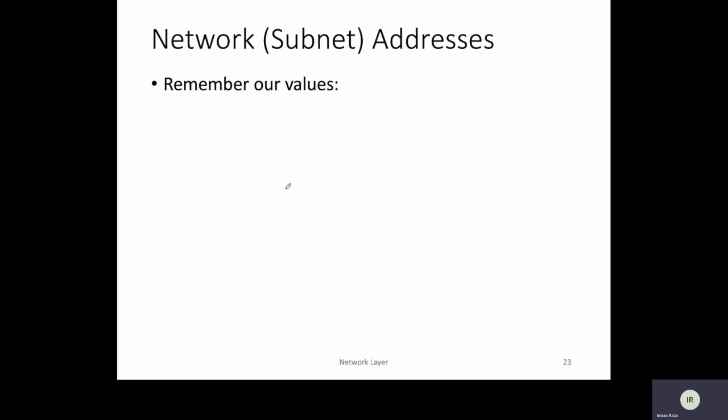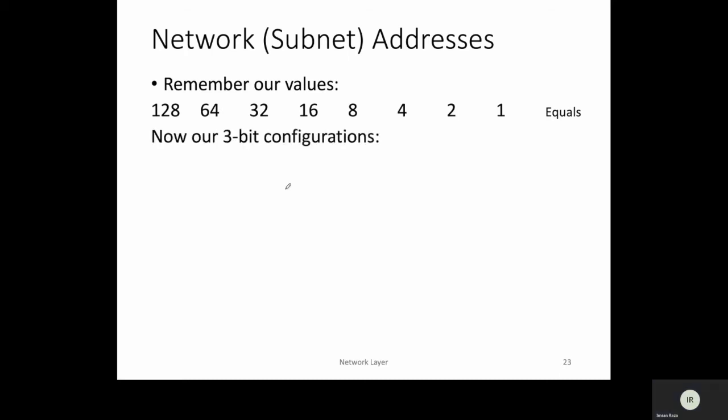So let me remind you of the values in the last octet. We have 8 bits, and these are the values of the 8 bits. Let me write the first combination here. I will not have all zeros, right? What if I use all zeros? What will happen? Yes, you're right. I'll have the same network address. This will not be a subnet address. So I'll apply the first combination.